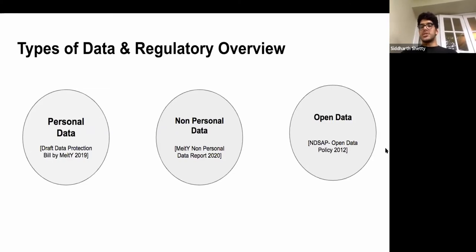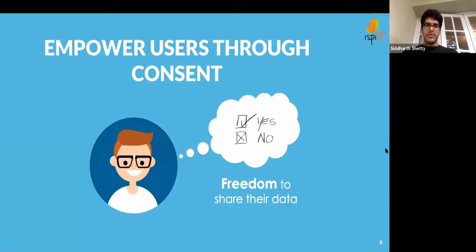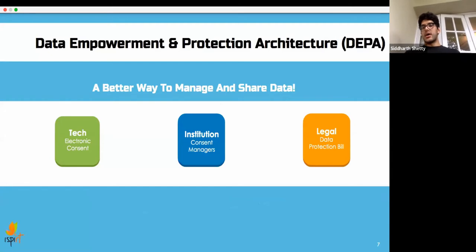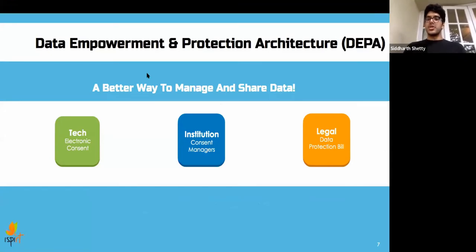You could imagine the same model being extended to the world of skilling and various other use cases going forward. But today I'll essentially talk about how access to personal data, which requires consent, will be operationalized. Now you could think of it, right? And I'll actually stop here and see if there are any questions so far.